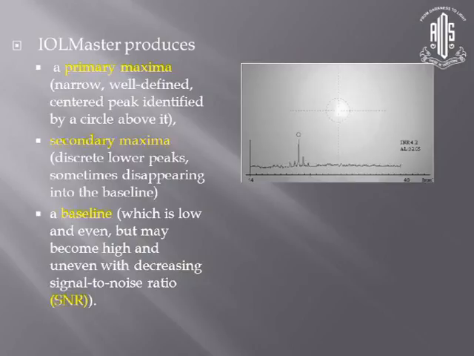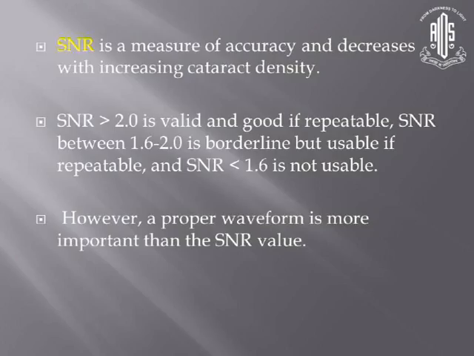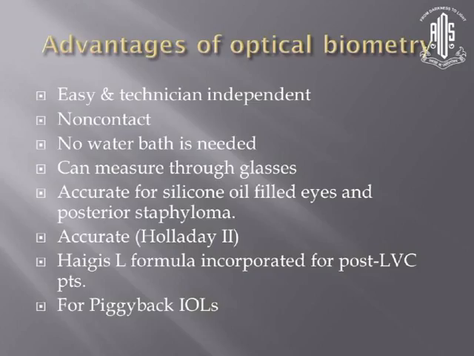These are the spikes. One thing which we need to be aware of is the signal to noise ratio. If it is more than 2, it is valid. If it is between 1.6 and 2, it's a borderline case. You need one more measurement. If it is less than 1.6, it is probably not usable. Advantages are immense. It is easy. It is non-contact, no water bath is required, it can measure through glass, gives accurate measurement in a silicone oil filled eye, and you have multiple formulas available.